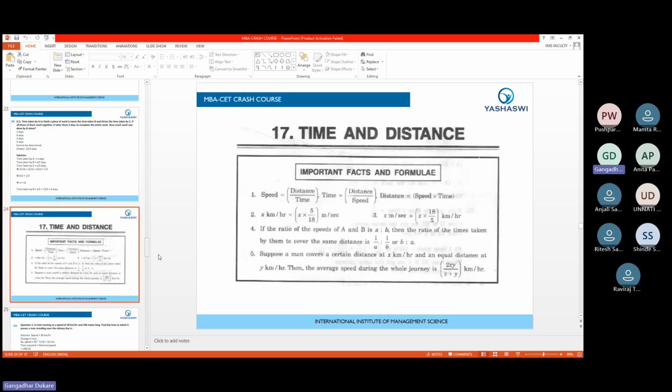The second portion which comes in the problems is time and distance. Just go through and review these formulas, or you can note them down. Okay, we are going to take up these problems on time and distance.